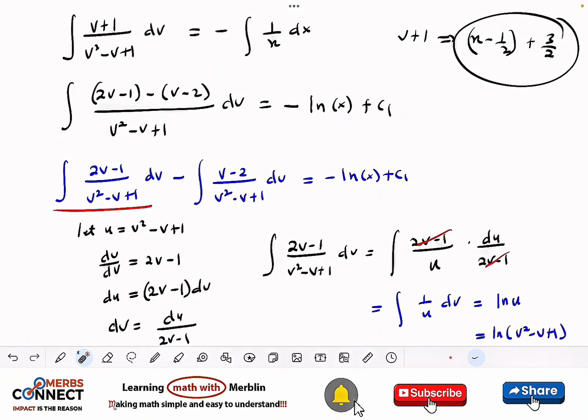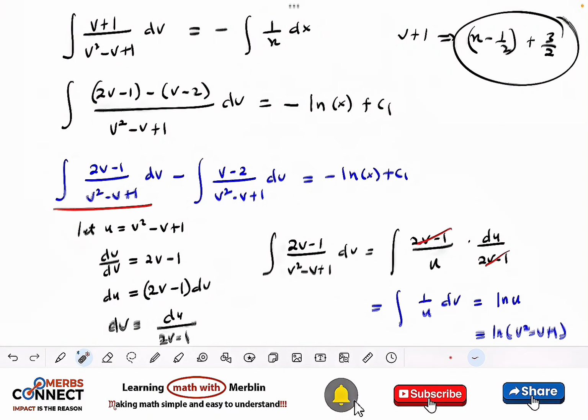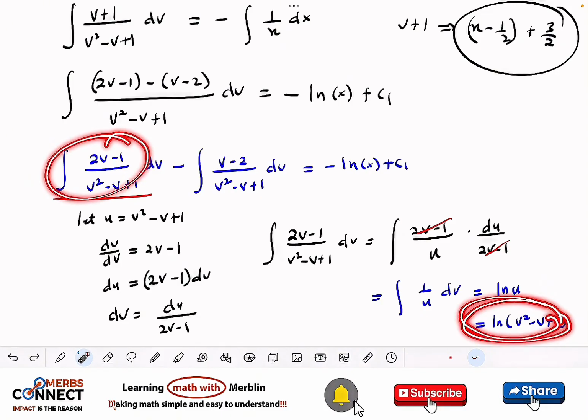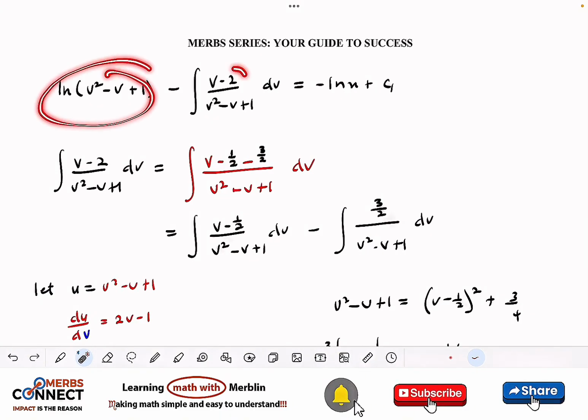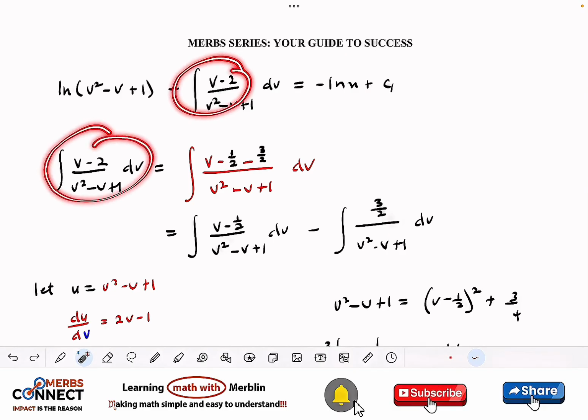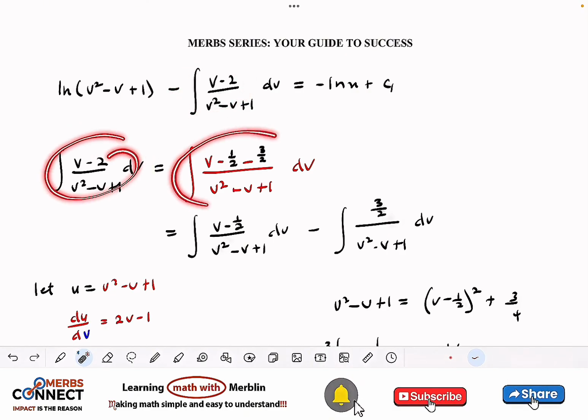So we were able to break this one, and then I took this part with the denominator, which is this, and then I took this part with the denominator, which is also this, and then I just solved this part using substitution, and then we had this one here. So now this is equal to this, so I added it to this here. Then now I took this guy and I broke this guy into this form.